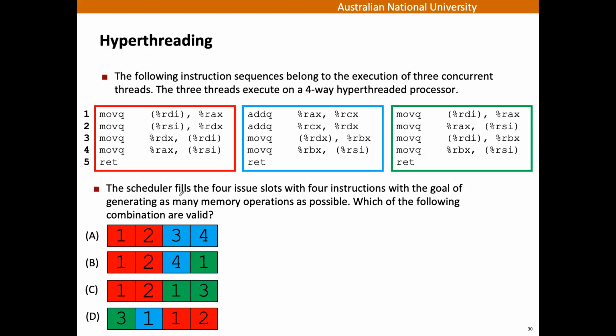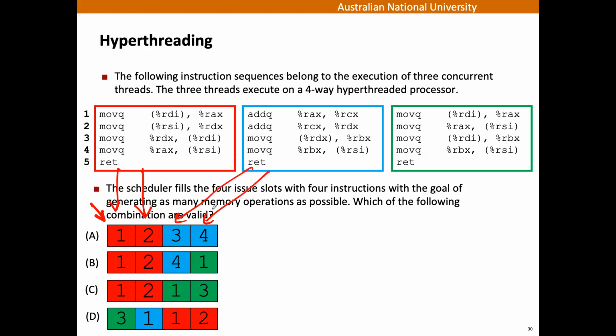So this is the first cycle. And the scheduler is trying to get as much work done as possible, where the definition of as much is the maximum number of memory operations. Okay, can we issue? And the color code means that these 2 instructions are instructions 1 and 2 from this thread. This is instruction number 3 from this thread, and this is instruction number 4 from this thread. Is this a valid combination?